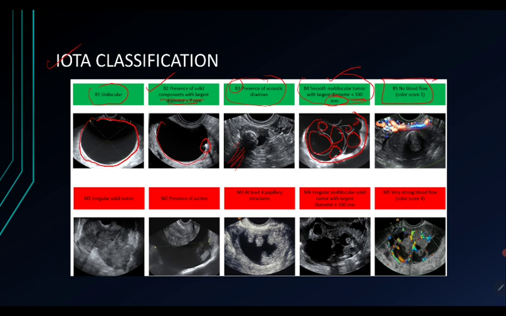There is no blood flow into the lesion of the tumor, so color score is 1. Then M1, malignant features. There will be irregular solid tumors. You can see how the irregularity is there. The irregular solid tumor is there.